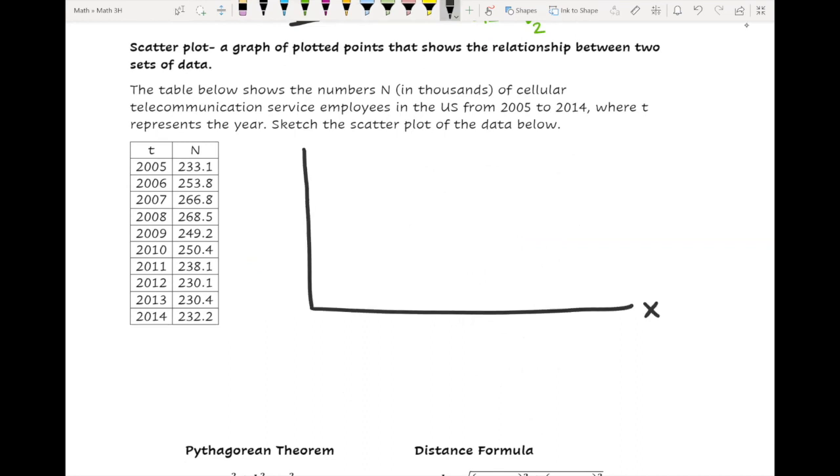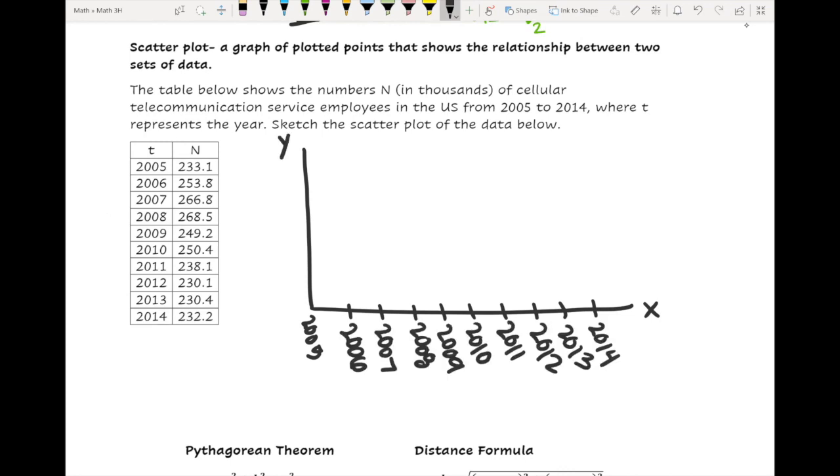My x's are like T and time. Instead of starting at 0, I'll probably start at 2005. And then we've got 2006, 2007, 2008, 9, 10, 11, 12, 13, and 14. And then the y-axis is actually going to be the N here. This is the number in thousands. So we are pretty much all in the 200s here. I'll probably go starting at 200,000 up to maybe like 210,000, 220,000, 230, 240, 250, 260, and I think the highest is not even over 270, so make that our highest there.